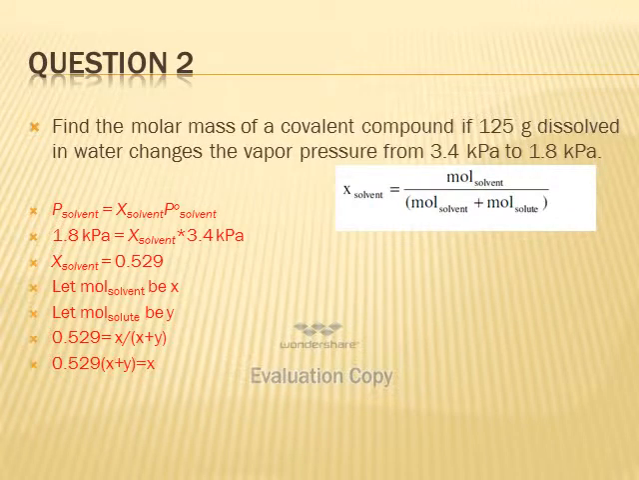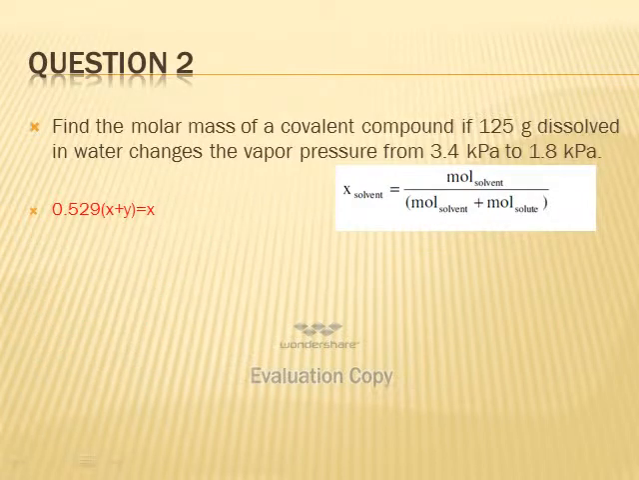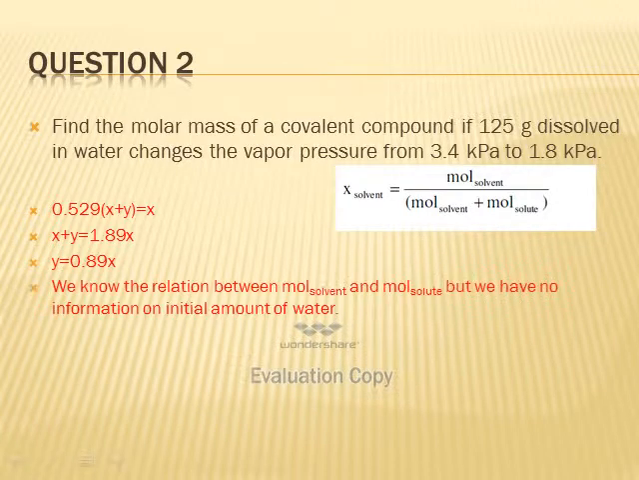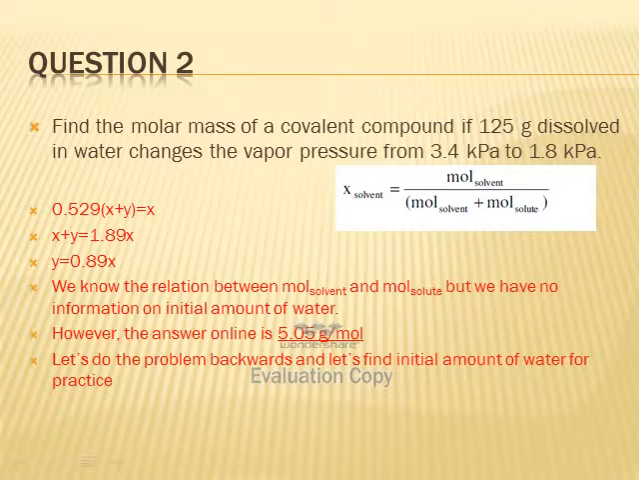0.529 equals X over (X plus Y). We are able to simplify this equation a little bit, so our final line is Y equals 0.89X. Now what does it tell us? It gives us the relation of moles of solute and moles of solvent, but can we actually solve it? No. There is one equation and two variables, so we cannot do anything with it. The answer on the line, though, is 5.05 grams per mole.